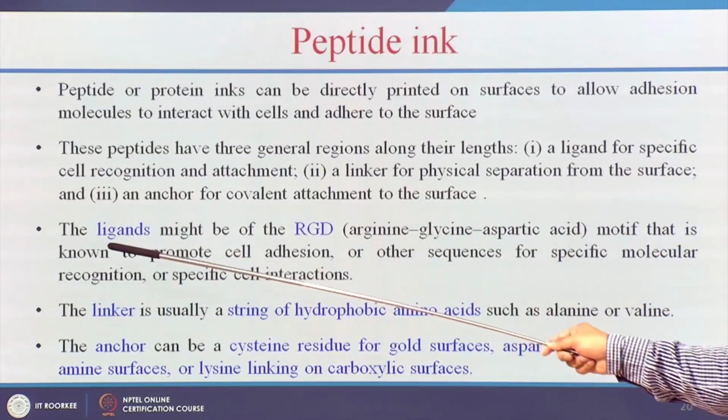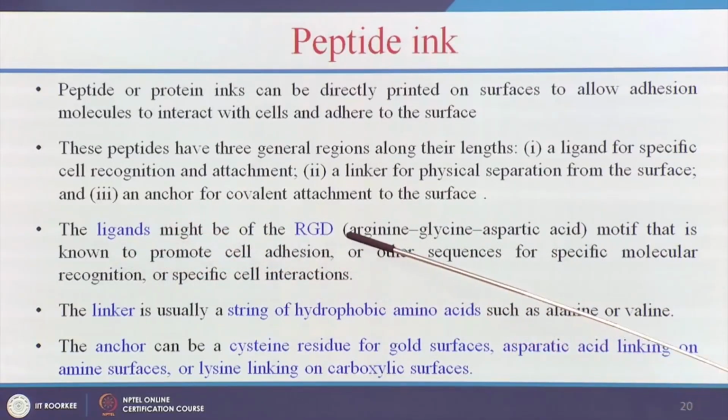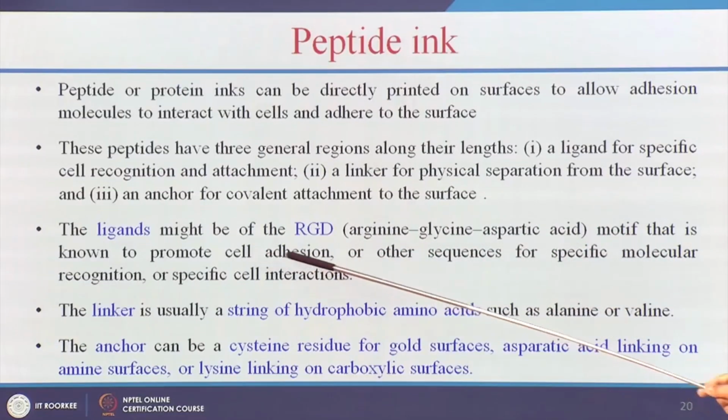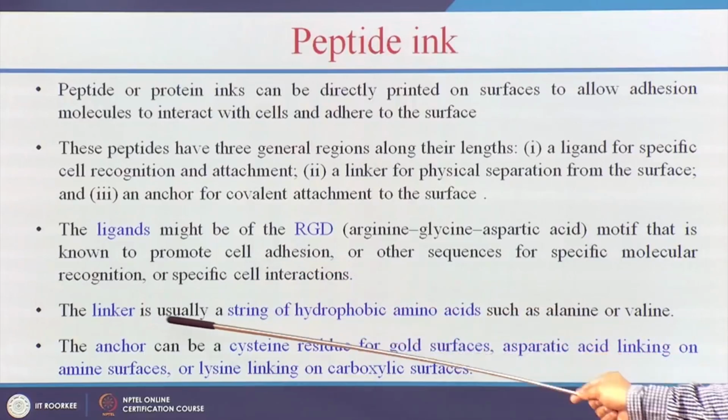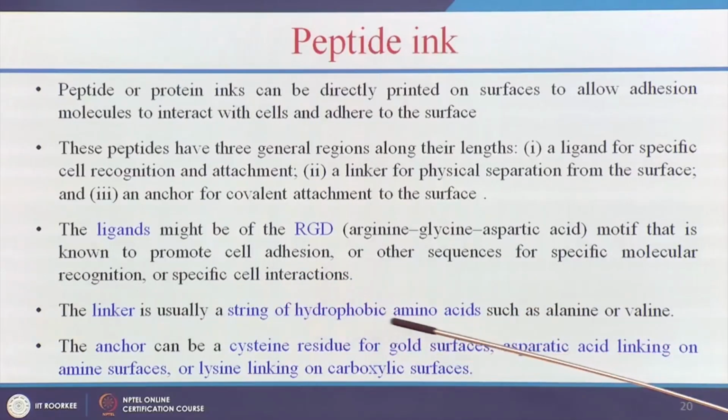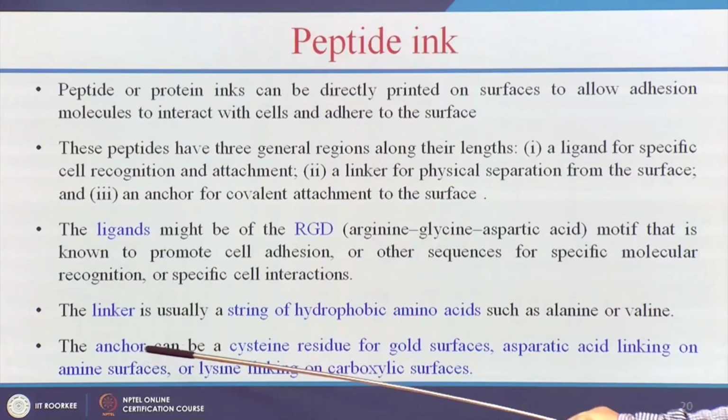So here the ligand is usually RGD. In one of my previous lectures I already told you what RGD is. RGD is arginine, glycine and aspartic acid. So this will promote the attachment, cell adhesion, okay, and the linker is usually made up of hydrophobic amino acids such as alanine or valine, and the anchor can be varied.